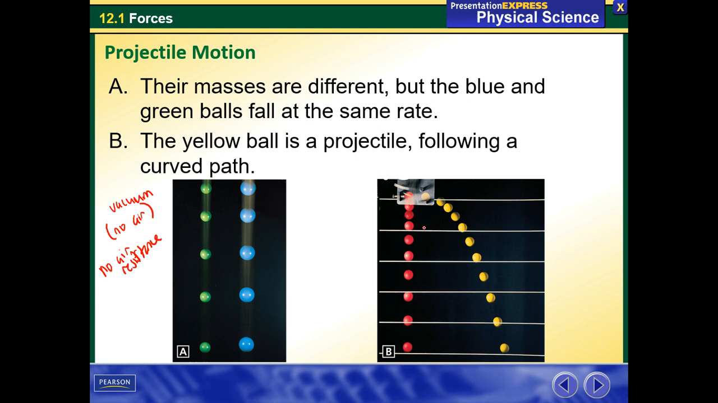Over here, the picture on the B, this is an example of free fall. So red is free fall versus projectile motion. Things in free fall will fall straight down, but if you have that initial forward velocity, this object is going to want to keep moving forward and gravity is going to want to keep moving it down, so we see that curved path.